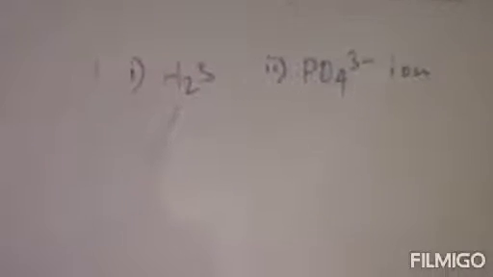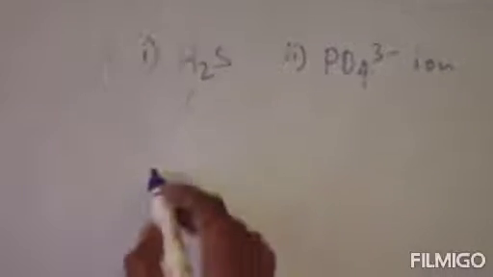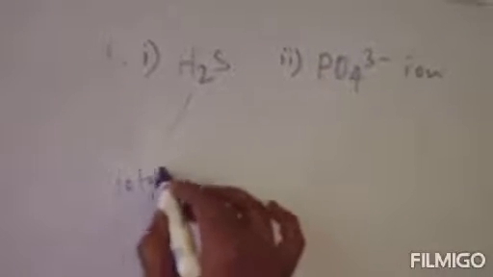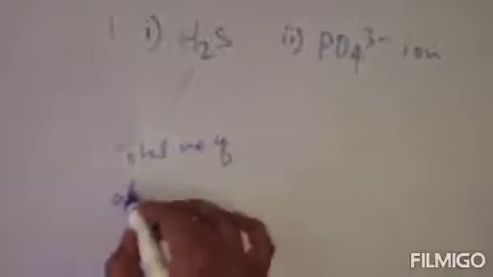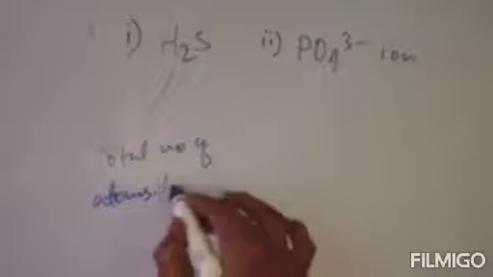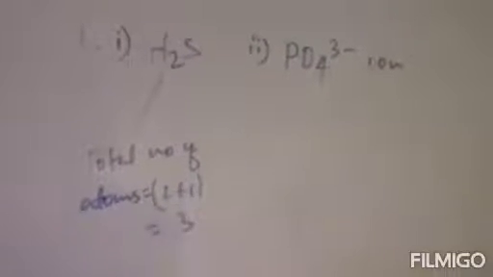So here 3 atoms are present: number of hydrogen atoms is 2 and number of sulfur atom is 1. So total number of atoms is 2 plus 1, that is 3 atoms. So in H2S molecule, total number of atoms will be 2 plus 1, that means 3.